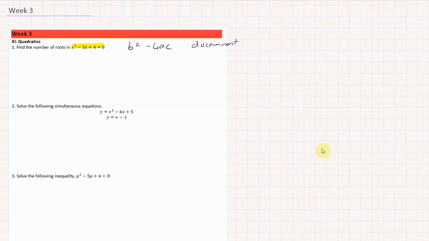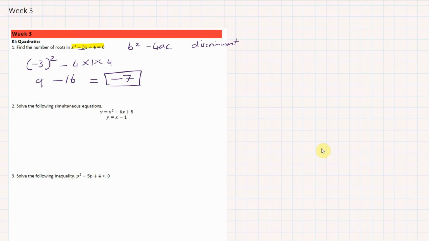Okay, now all we need to do is plug in the values. So we've got minus 3, and we're going to square that because that's the b value. The a value is 1, because that's the coefficient of the x squared. And then the c value is 4. What does this give us? 9 minus 16 equals negative 7.